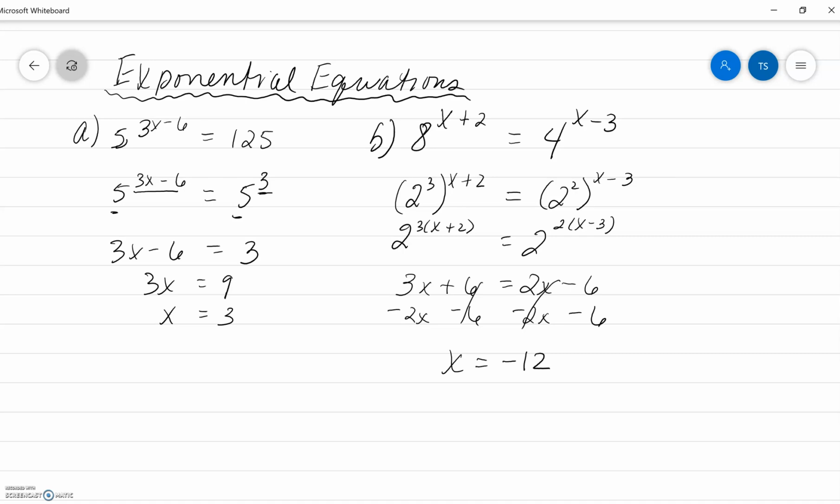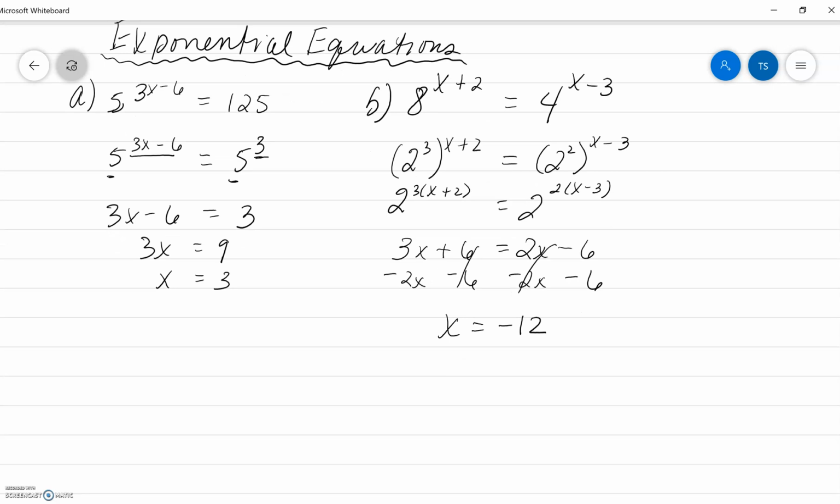Now, if you can't rewrite the bases, then you have to use something else, another method to solve. So here is another example. I've got 5 to the x power equals 134. Okay, 134 cannot be rewritten as a power of 5, not with integers and all of that. So we have to use another method. In this case, you have to use a logarithm in order to solve this type of equation. So that's what we're going to do.